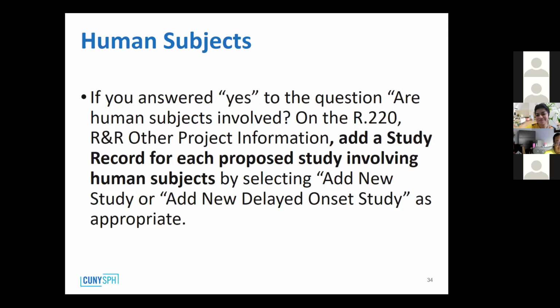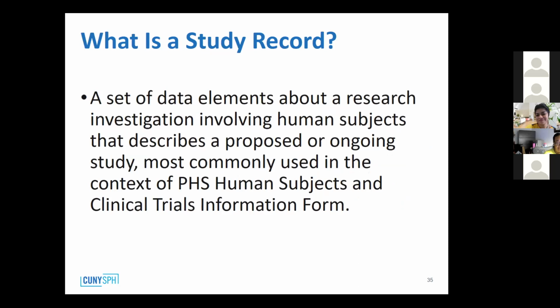If you answered yes to the question, are human subjects involved on the R&R other project information, add a study record for each proposed study involving human subjects by selecting add new study or add new delayed onset study as appropriate. Let's talk about the study record and what you need to accomplish there. What is a study record? It's a set of data elements about a research investigation involving human subjects that describes a proposed or ongoing study, most commonly used in the context of the PHS human subjects and clinical trials information form.